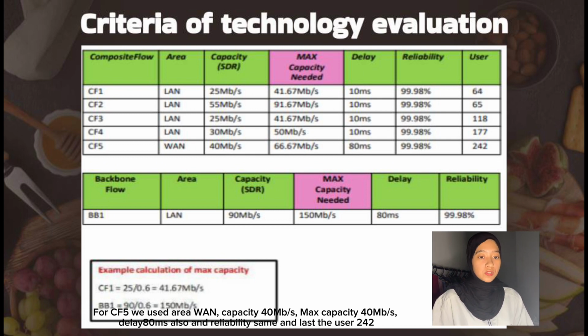And for CF5, we use between FF, FK, FG, and FI. FF is web system, FK is email system, FG is network monitoring system, and FI is domain name system. For CF5, we use area LAN. Capacity is 40 Mbps, and max capacity is 60.67 Mbps. For delay, we use 18 ms, and reliability is the same. The users are the highest, 242 users.